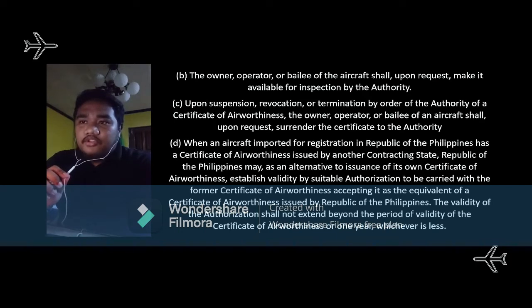When an aircraft imported for registration in the Republic of the Philippines has a certificate of airworthiness issued by another contracting state, the Republic of the Philippines may, as an alternative to issuance of its own certificate of airworthiness, establish validity by suitable authorization to be carried with the former certificate of airworthiness, accepting it as equivalent to a certificate of airworthiness issued by the Republic of the Philippines. The validity of the authorization shall not extend beyond the period of the validity of the certificate of airworthiness or 1 year, whichever is less.